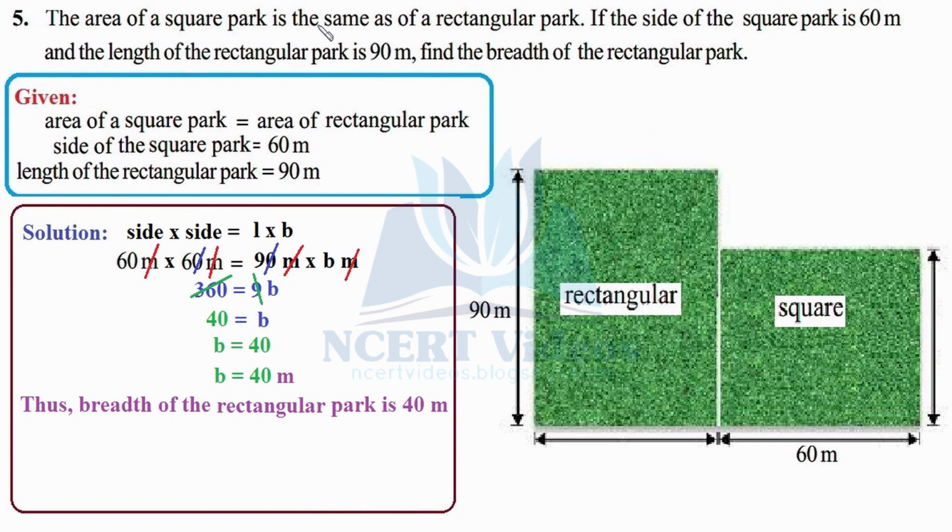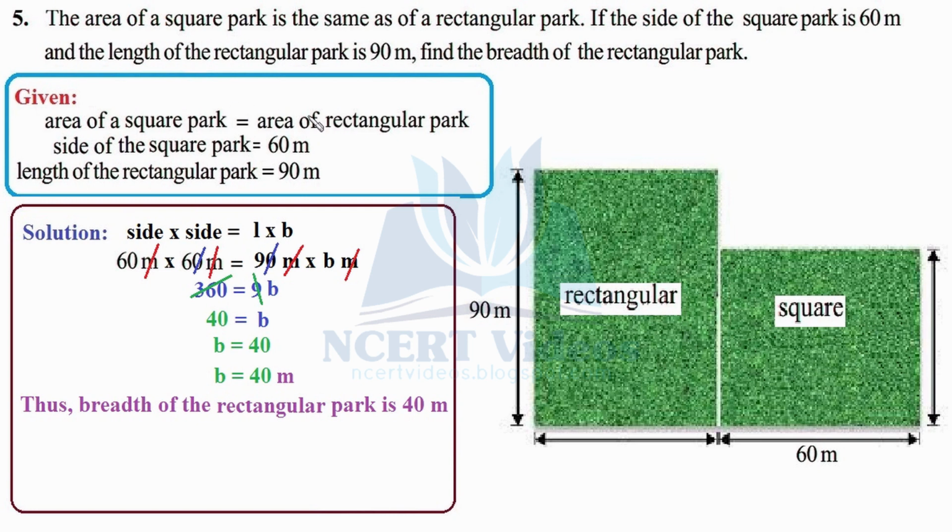Now how do you tackle such type of a question? Again, nothing new. You will use whatever is given to you. So the given part is: area of the square park equals area of the rectangular park. That will be your equation, because it states in the first statement itself that the area of the square park is same as that of the rectangular park. Side of the square park is 60 meter, already stated. Length of the rectangular park is 90 meter. Now comes the solution. Take what is given to you and break it down.